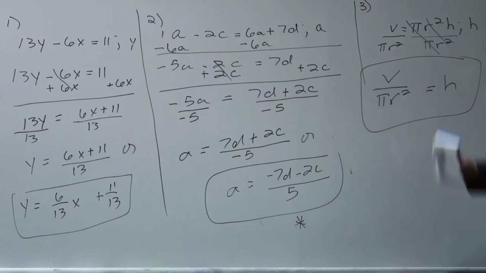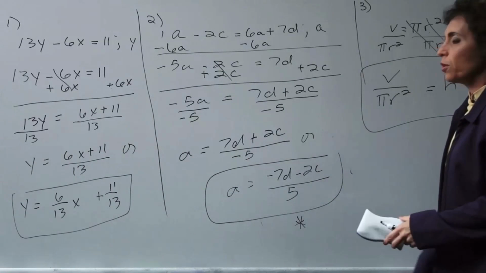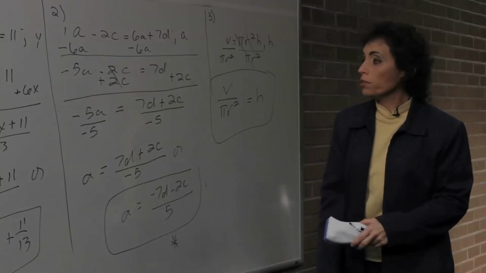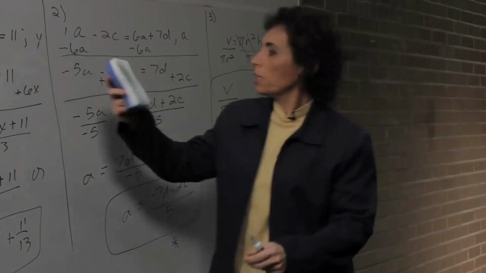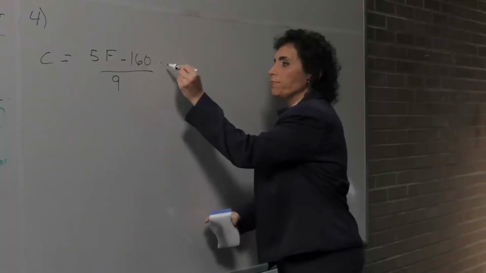And by the way, that's the volume of a cylinder formula. And now you just solve for the height of the cylinder. Okay? And that's how you solve those three. We have one more to complete this slide. Let's look at number 4. We're solving this one for f.